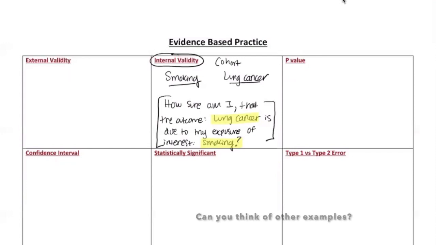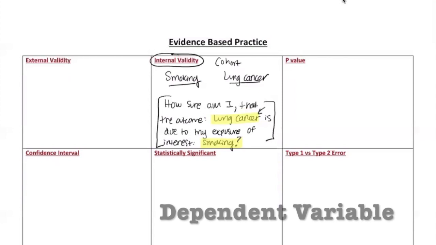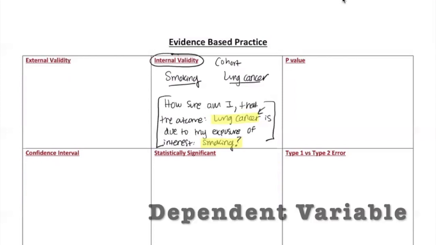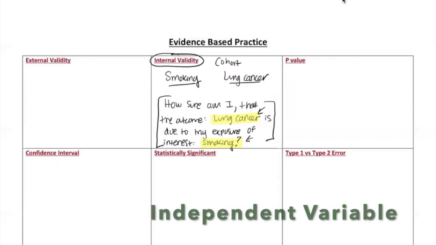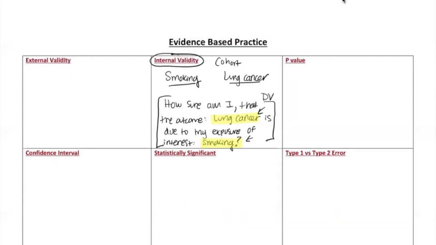So to put this in a different way, it would be, how sure am I that the dependent variable, lung cancer, is due to the independent variable, smoking? So that's another way of looking at it, is thinking about dependent variable, lung cancer, compared to independent variable, smoking. So I think at this point, it would be a good idea to supplement this information with information from your lecture or from a textbook to see if you truly understand the concept of internal validity.